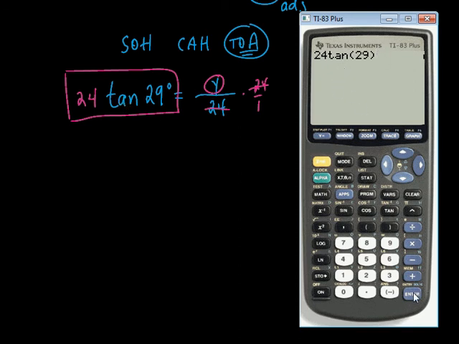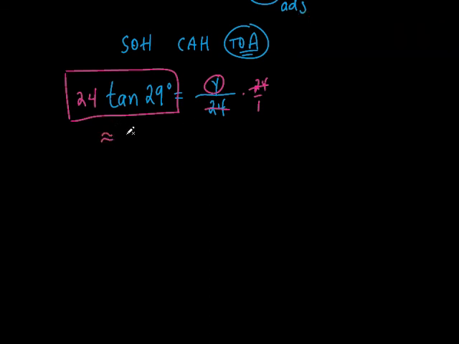All right, so I hit equals, and what do I get? 13.3. Now I'm finding the side of a triangle, so we're going to round this to one decimal place. So it's approximately 13.3. Just hang on to it. I'll talk you through it.